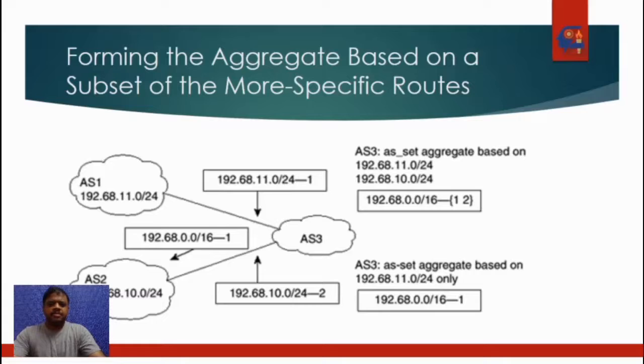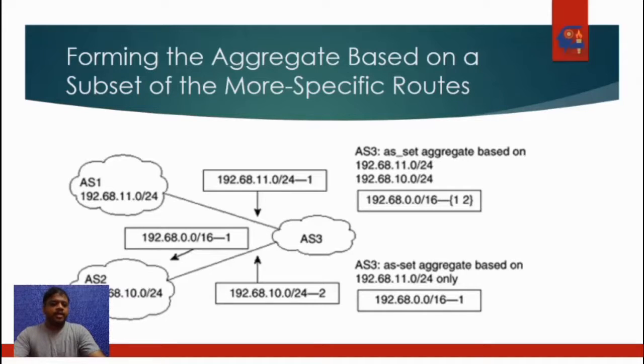When the autonomous system set, that is AS set, aggregate is being formed by autonomous system 3 based on all the more specific routes, the autonomous system path information would be 1, 2. If the aggregate itself is sent back to either autonomous system 1 or autonomous system 2, it would be discarded for loop prevention. Autonomous system 1 would see its autonomous system number in the autonomous system path information and would drop the update.